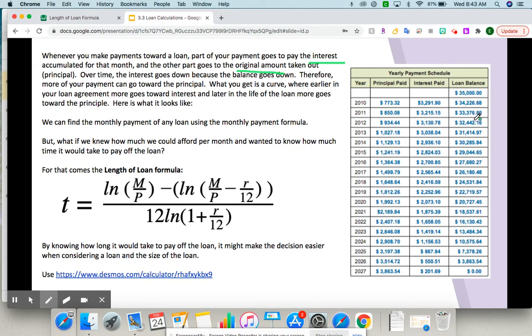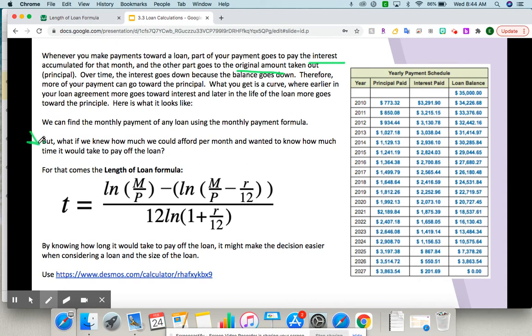So here's an example of another yearly payment schedule. The loan started at $35,000 in 2010. Nearly $3,300 of your monthly payment went towards interest. And then in the last year, only $200 went towards your interest, whereas the rest of your monthly payment, which looks to be about $4,000, went towards the principal of the loan.